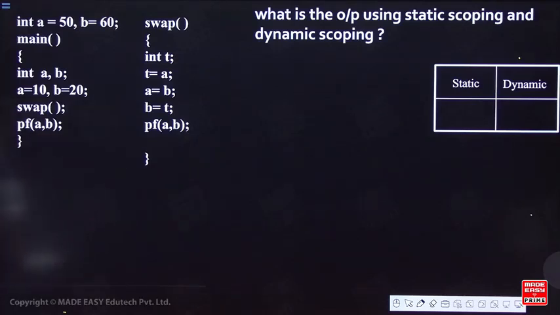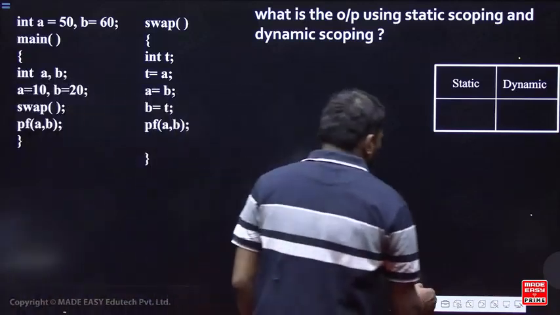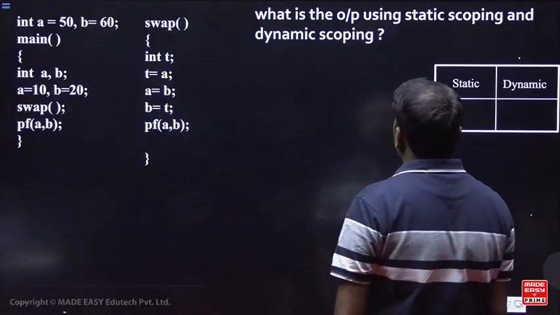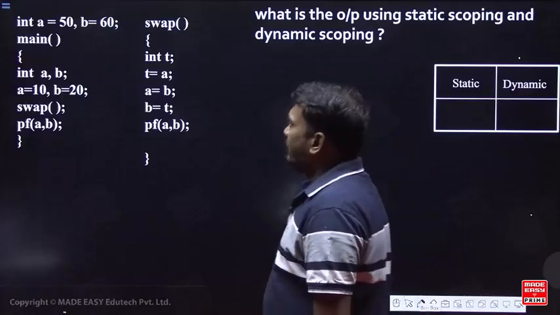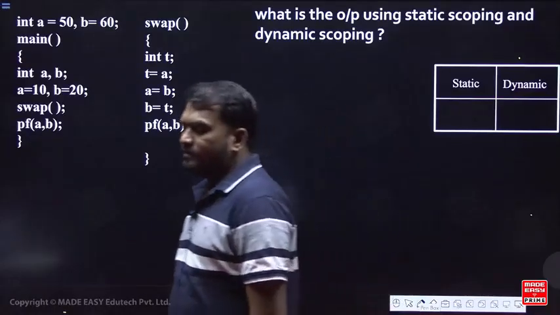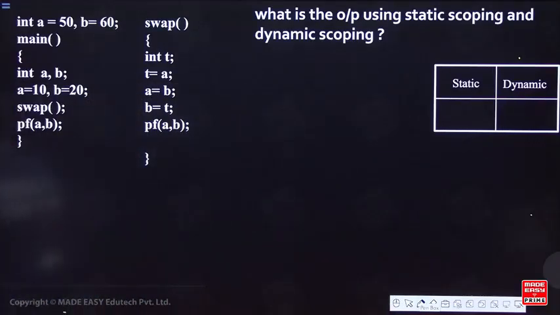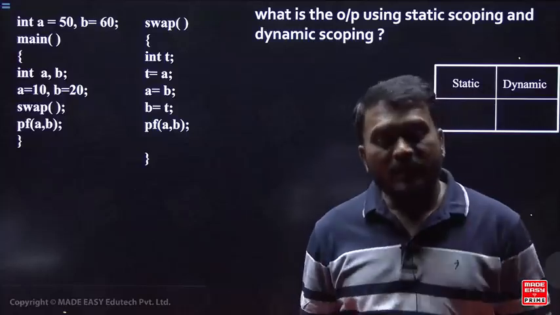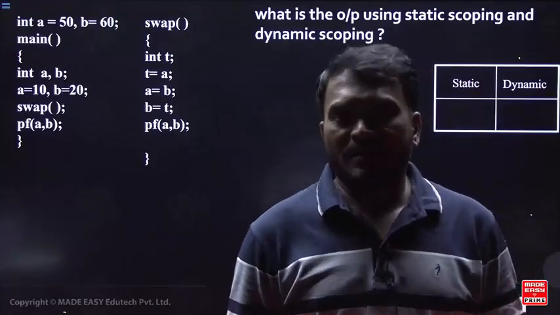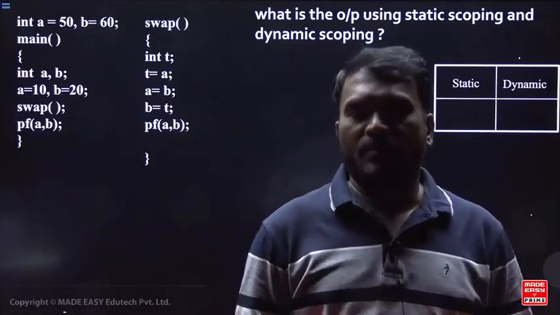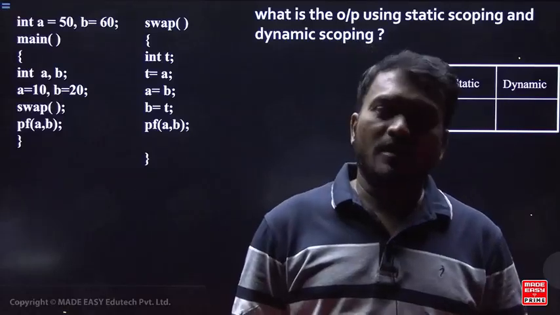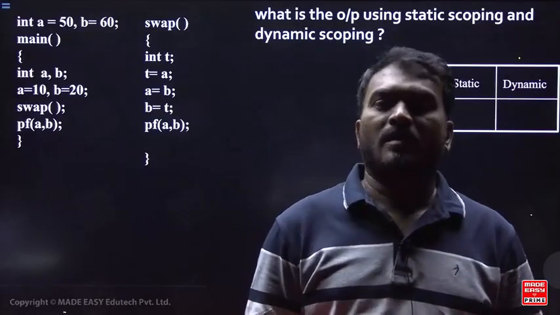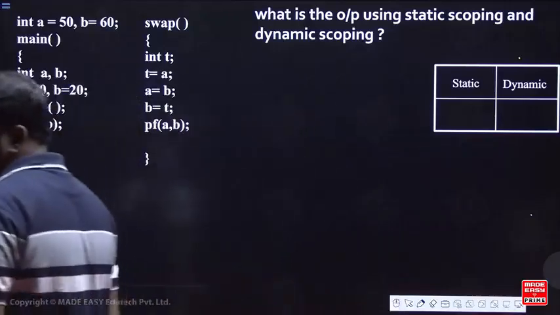Copied? Now just listen here. What is the output using static scoping and dynamic scoping? First I am going to explain with static scoping, and later I will explain with dynamic scoping. Understand the definitions and concepts carefully, what a free variable is, what static scoping is, what dynamic scoping is, when I am explaining the example. Listen carefully.